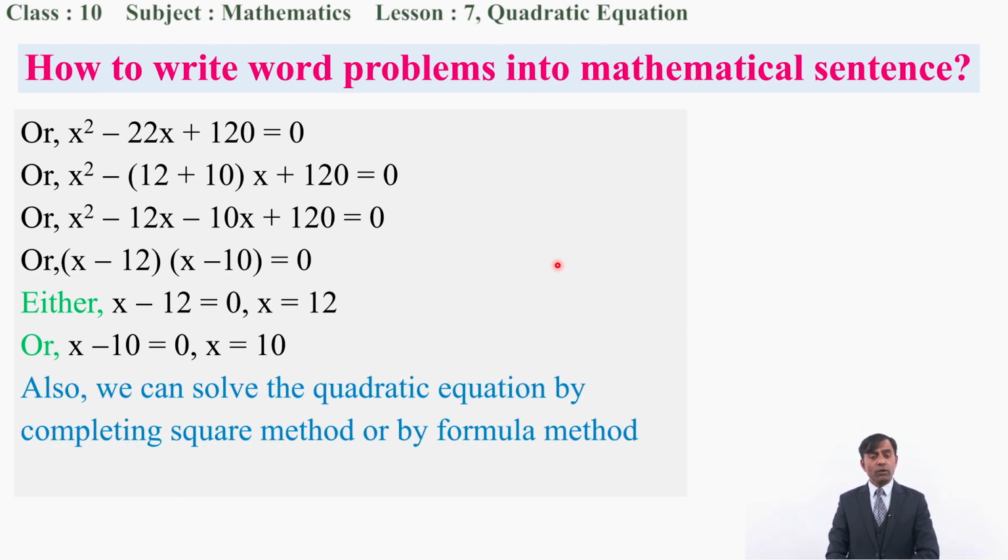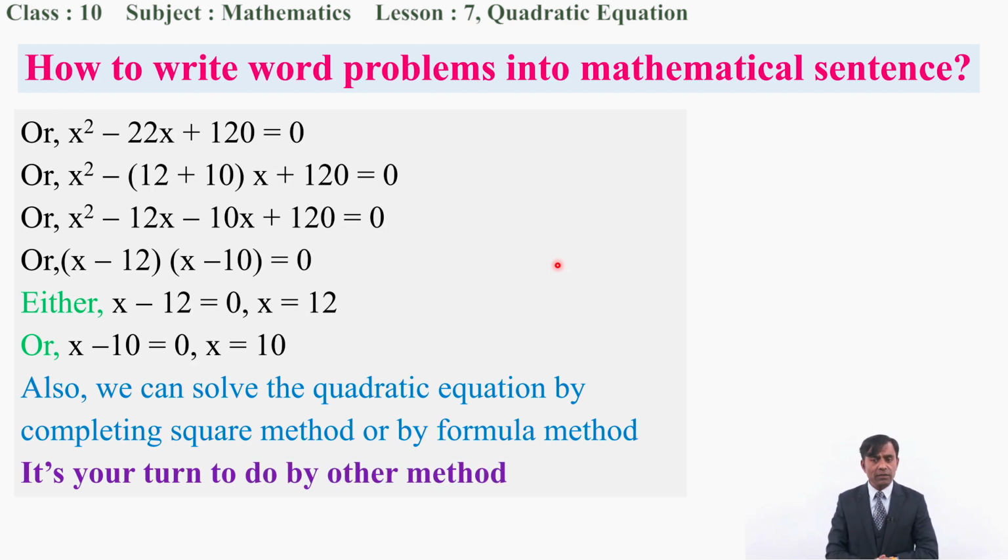So we got the values of x. Also, we can solve this quadratic equation by the completing square method and by the formula method, which we have already talked about. So we can solve by any method; we have just followed the factorization method, right? Now it's your time to do it by another method. Let's find out the ages of the elder brother and younger brother. By another method also we can do it.